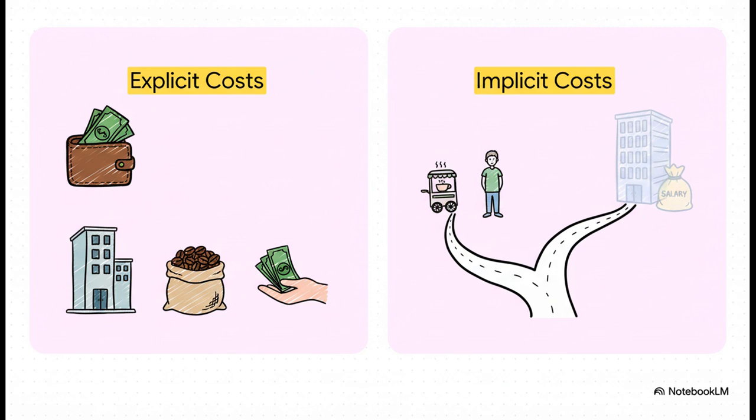And that brings us to this really crucial difference. On one hand, you have your explicit costs. These are the obvious ones, the cash you're actually paying for things like rent, supplies, wages. But then you've got the tricky ones, implicit costs. You might know them as opportunity costs. This is the value of whatever you're giving up. For our coffee cart owner, it's that nice, steady salary they could be making if they weren't running the cart. It's not cash out of their pocket, but believe me, it is a very, very real cost of doing business.